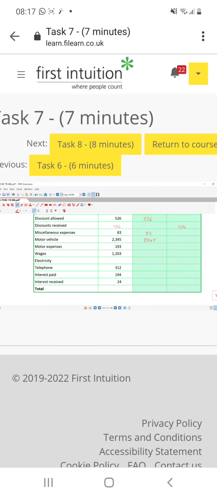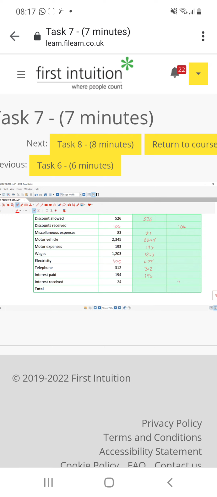Motor expenses of 193 was still an expense, so therefore a debit, as are wages of 1203, just different types of expense, but still an expense. And for electricity as well, all the same, these are just all different types of expenses here. So that was 475. Telephone, again another type of expense at 312. And interest paid as well, the exact same. All that we must remember then is that for our interest received, this is again another form of income, so we'll be on the credit side at 24.